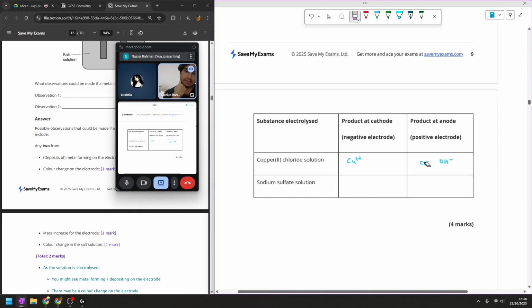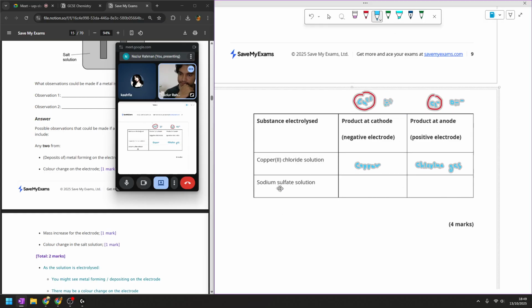And on the other side, if there's a halide ion present, that's what's going to get produced. Right? So if there's chloride, we just make chlorine. So we can say the less reactive here is copper, so copper gets produced. And if there's a halide, we just produce the halide. If there's not a halide, we produce hydroxide. So on this side, we're going to make copper metal. On this side, we're going to make chlorine gas. Okay, that's basically what you have to say. So can you try the second one by yourself? So what do we make here?